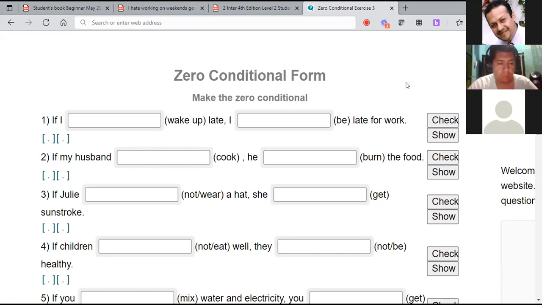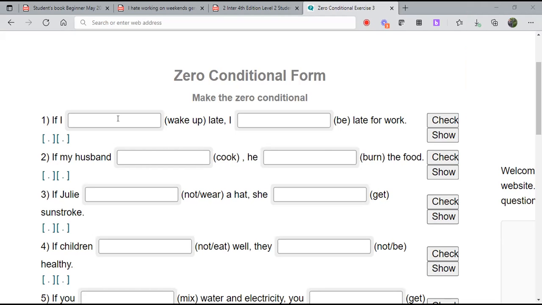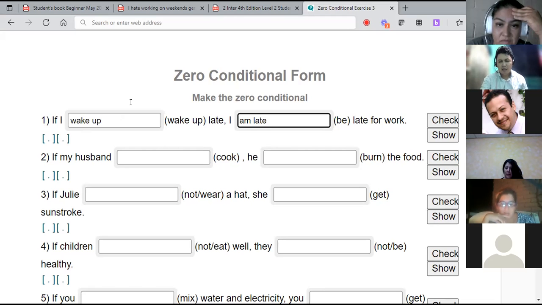Okay, teacher. So what would be the first one in there? If I wake up late, I am late for work. This is the same as the platform. It's the same example, if I remember correctly. Maybe my boss just copied the exercise from this website.